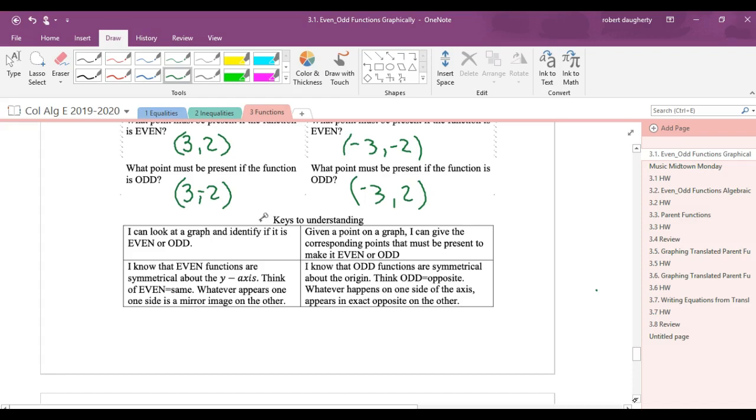If I give you points on a graph, you should be able to give me the corresponding points that make it even or the corresponding points that make it odd. And you know, even functions are symmetric about the y-axis. I think of even means the same. Even, same. Odd means opposite. And odd functions are symmetric about what? Even functions are symmetric about the y-axis. Odd functions are symmetrical about what?